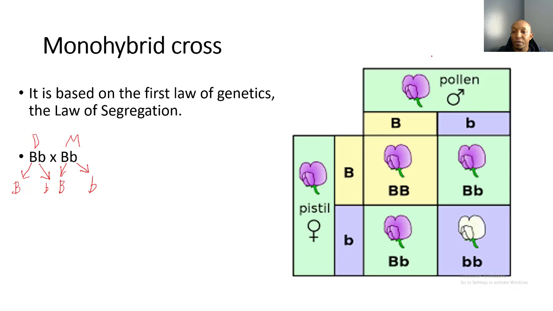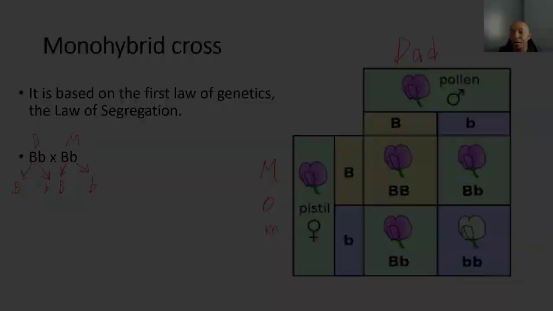I'll make it even simpler for you. Here's dad right here, and here's mom. Here are the possibilities. We have our big B, that's going to give us a purple flower. Big B, little b gives us a purple flower because remember, the big B is dominant over the little b. That's why it's heterozygous. Then right here we have big B, little b, another heterozygous dominant, another purple flower. But if we look right here, we have little b, little b. So this is homozygous recessive. That's why you see that white flower there.